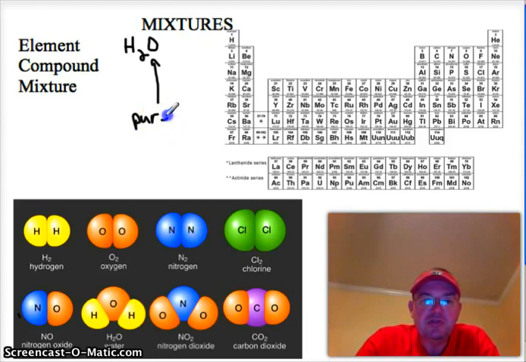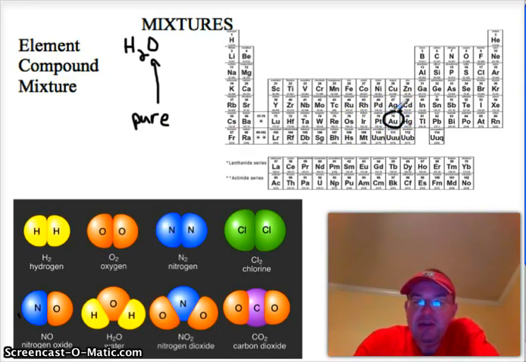One pure substance would be a bar of gold. A bar of gold would have nothing but this element gold here, and it happens to be number 79, signified by Au. That would be one example where you would not have a mixture. But most everything would be a mixture of the elements.